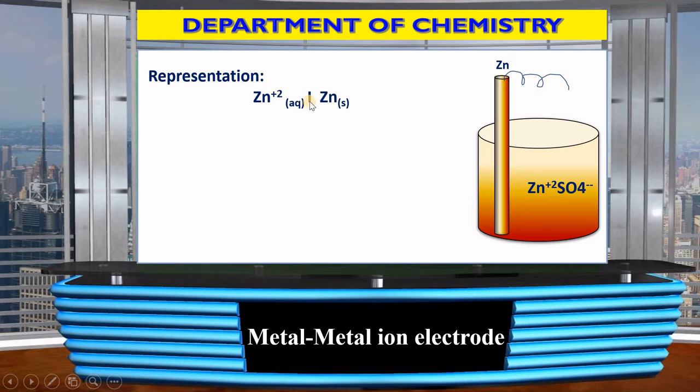Means for a representation of any electrode or any metal ion, we need to write the metal ion, the state of that metal ion, a single vertical line to separate the phases of that metal ion and pure metal, and after the vertical line there is a need to write the metal and the state of that metal.